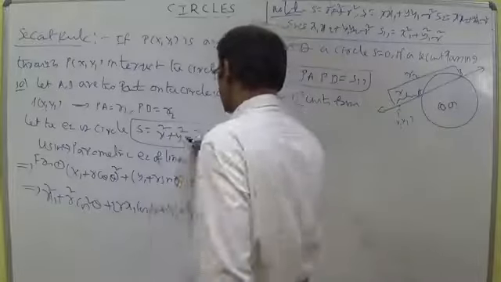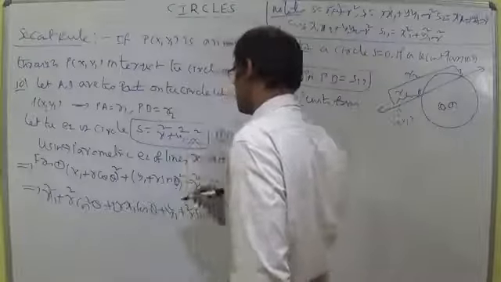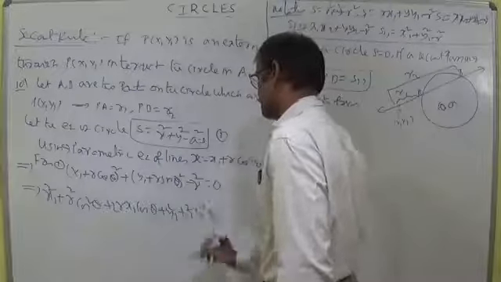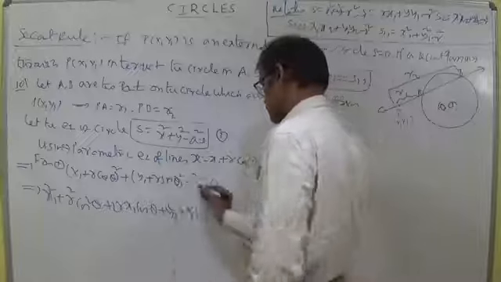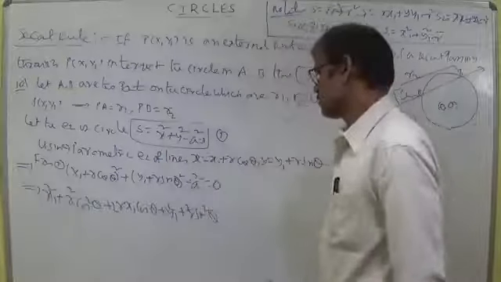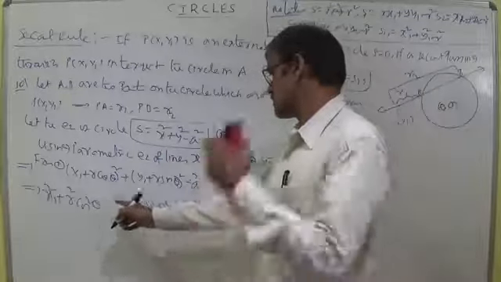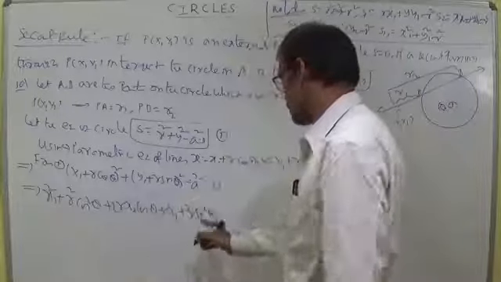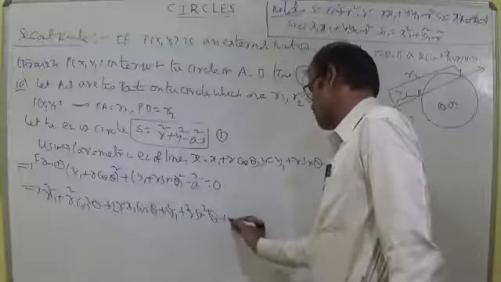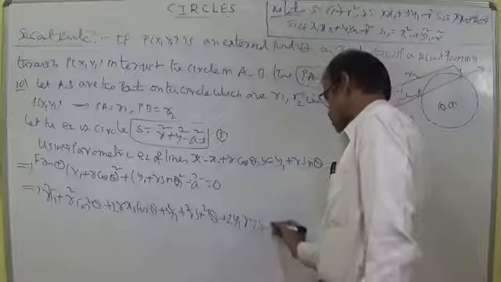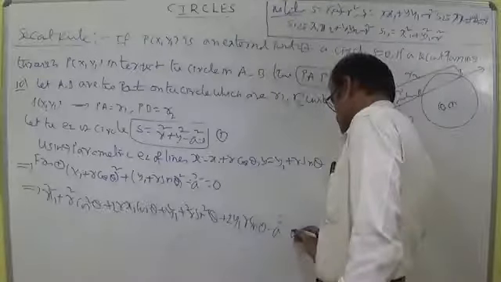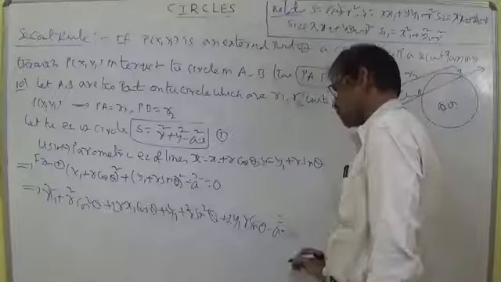If you take x square plus y square minus a square equal to 0, here we can write minus a square. It is better. Now this is 2rx1 cos theta plus r square cos square theta, plus y1 square plus r square sin square theta plus 2y1 r sin theta minus a square equal to 0.